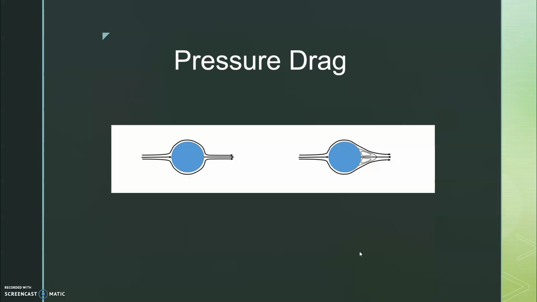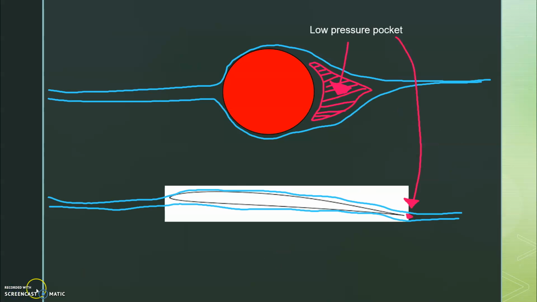Pressure drag is created as an object moves through a fluid. As the fluid moves around the object, if it's not able to fully come back together, it makes a pocket of low pressure in the back. So when fluid moves over a more streamlined object, like an airfoil, the increased surface area gives the fluid more time to come back together. This creates a smaller pocket of low pressure and thus reduces drag.